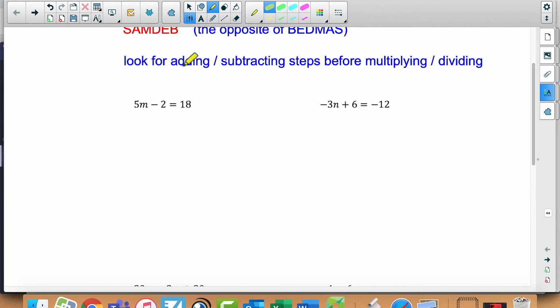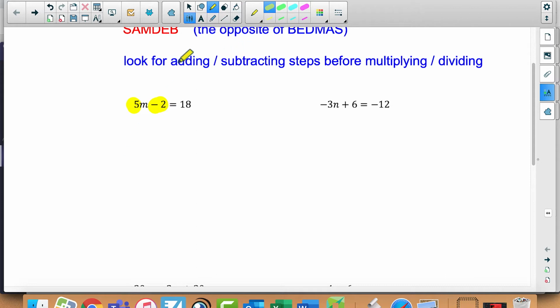Same rules as before, right? The goal is to isolate the variable. You want to get this m all by itself. So this time, the reason we have two steps is we have two problem numbers. This 5 is a problem, and this 2, this minus 2, is also a problem. So which one should we get rid of first?